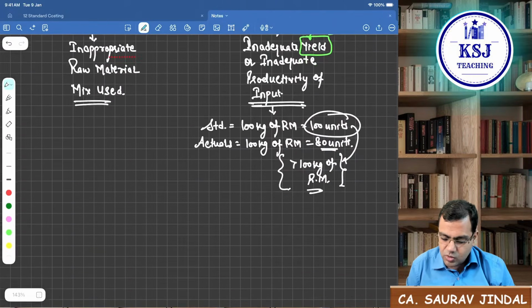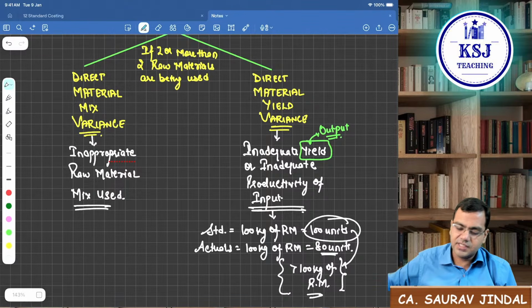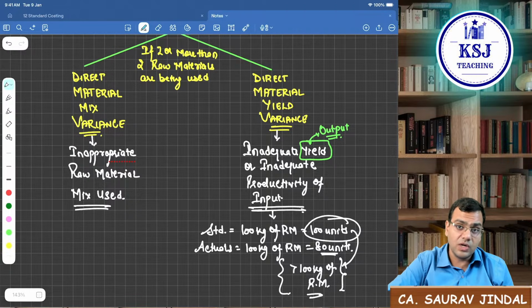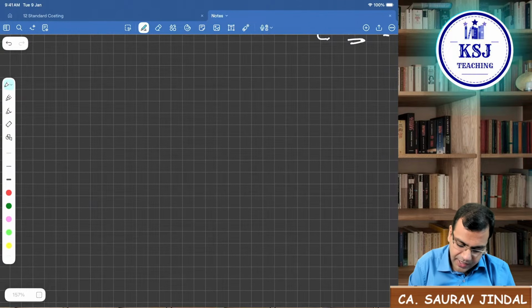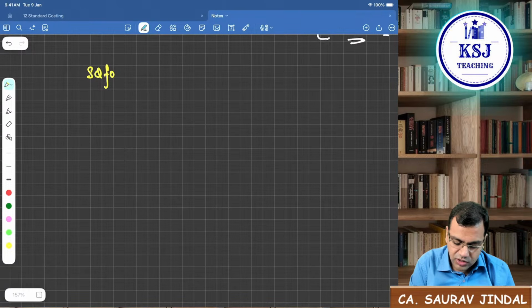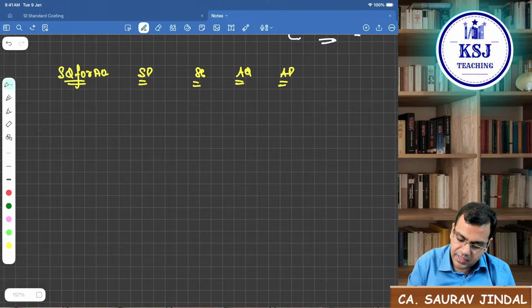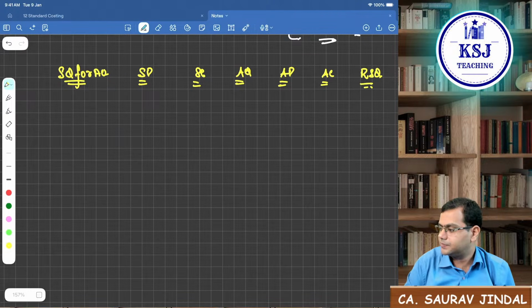So this is your quantity variance, mix variance and yield variance. Now, in case of mix and yield variance, how will your table look? So I'm going into the table part now. Standard quantity for actual output, this is the same. Standard price, standard cost. Actual quantity, actual price and actual cost. Then we have the revised standard quantity.